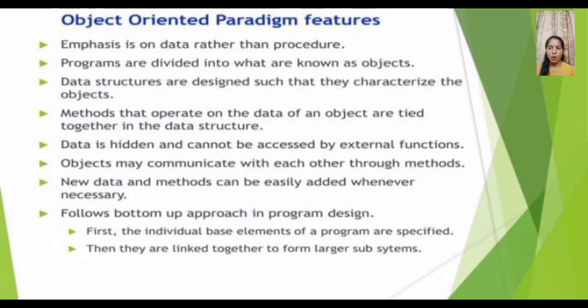Now let us see about the object-oriented paradigm features. Emphasis is on data rather than procedure. Programs are divided into what are known as objects. Data structures are designed such that they characterize the objects. Methods that operate on the data of an object are tied together in the data structure. Data is hidden and cannot be accessed by external functions. Objects may communicate with each other through methods. New data and methods can be easily added whenever necessary.